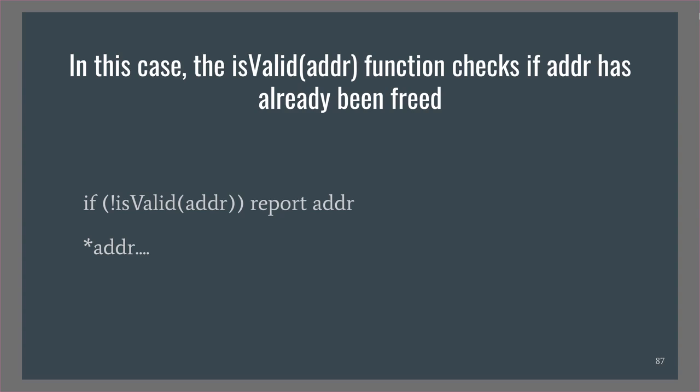Backing up, in this case, the isValid function will check if addr's shadow bits have already been set to freed. If so, it will report an error to the user.